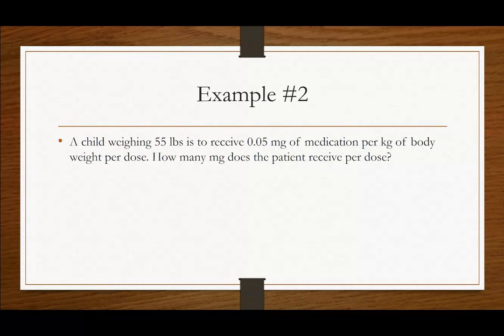Example number 2, we have a child weighing 55 pounds who is receiving 0.05 milligrams of medication per kilogram of body weight for every dose. So how many milligrams does the patient receive per dose? So again, we want to understand the number of milligrams per dose that are being given. And we have, to begin with, the weight of the patient, so 55 pounds. We'll convert this, again, as we usually do, to kilograms, so 1 kilogram for every 2.2 pounds.